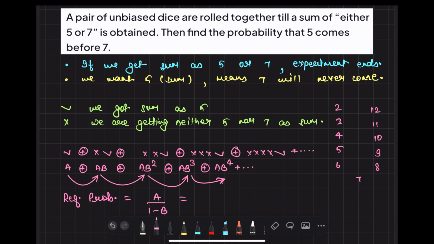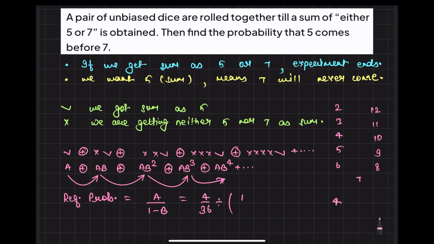Okay. So the value of A will become 4 by 36. Now, what does B mean? You don't want 5 and you don't want 7. So 5 will come 4 times, 7 will come 6 times. So altogether your unfavorable case is 10, and there are 36 ways. So you can remove this 36, like 36 minus 10. So you will be left with 26 by 36. Okay. So this is your B.